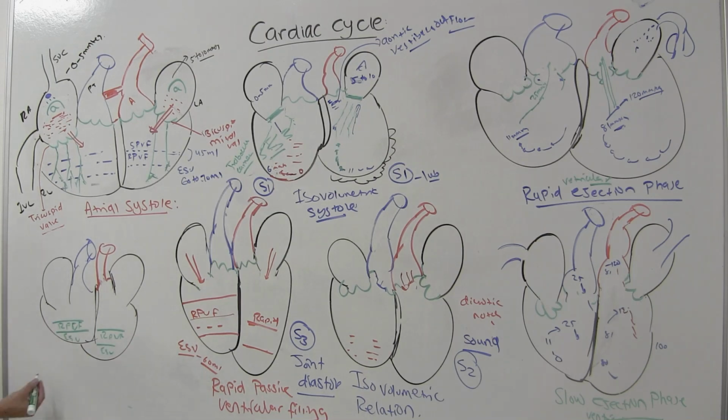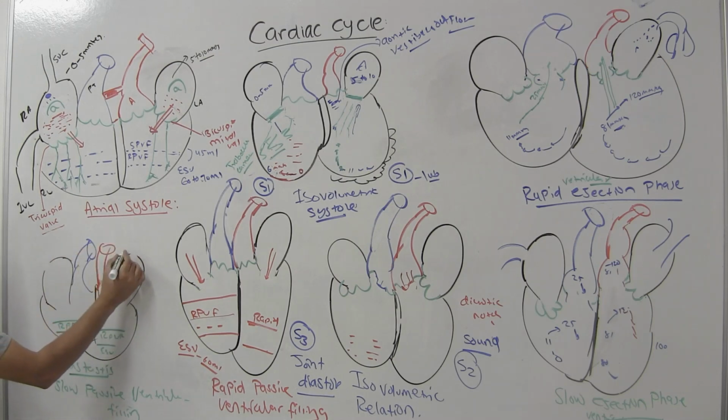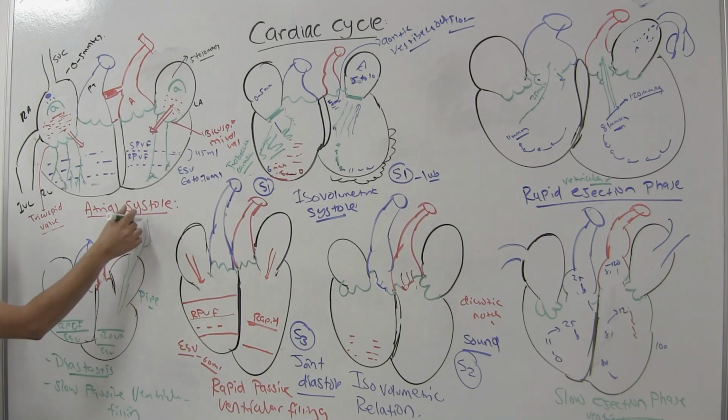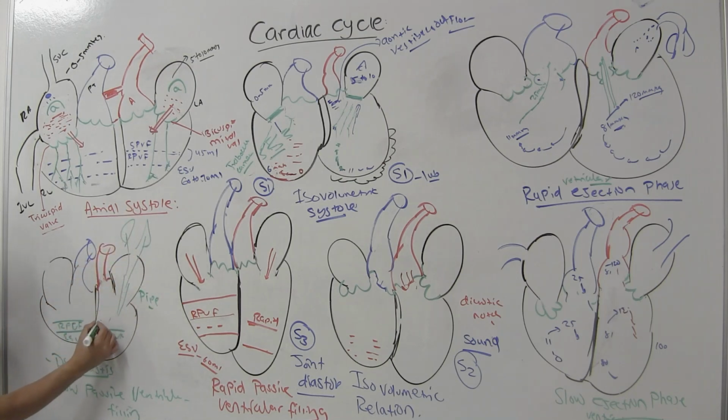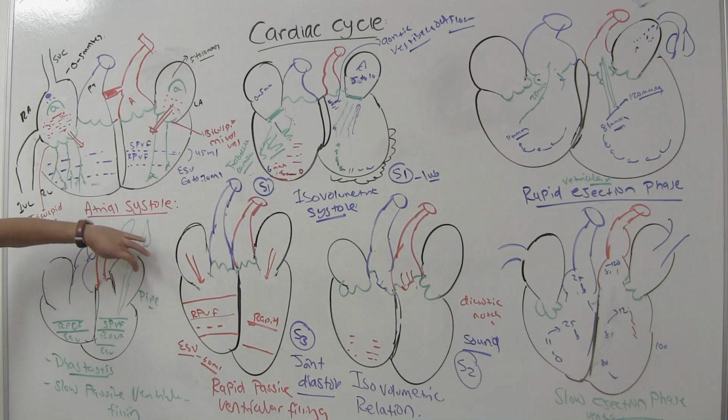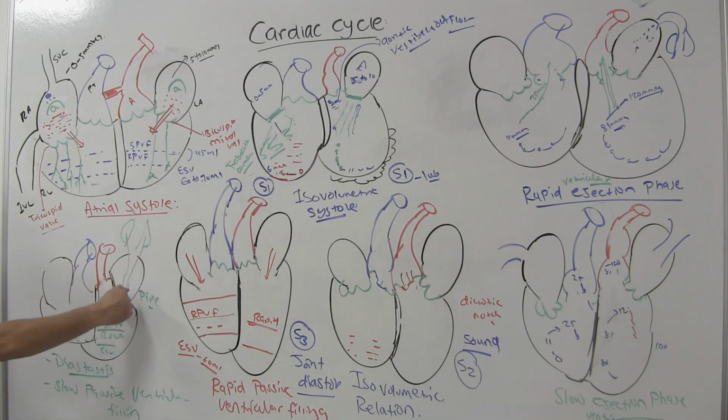Now, the last phase is something we call diastasis. I don't know how to spell this, but it's slow passive ventricular filling. What does this mean? Basically, whatever venous blood is coming from, let's say this is the lungs, whatever is coming from here directly dumps down here. It's literally dumping into your right ventricle. So this atrium is just working like a pipe, directly draining the blood into it. Because of that, we call it slow passive ventricular filling, because the atria is not contracting.